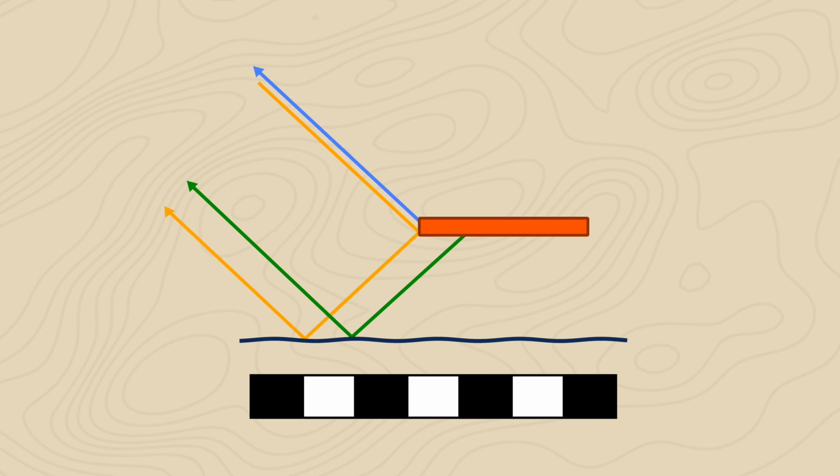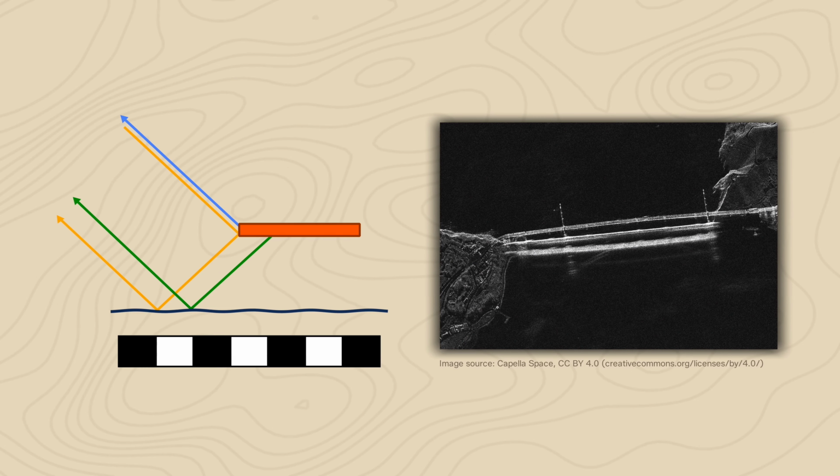So in total, our bridge creates 3 different reflections, which are exactly the ones we see in the SAR image. The top bridge comes from the single bounce, the middle bridge comes from the double bounce, and the bottom bridge comes from the triple bounce reflection.